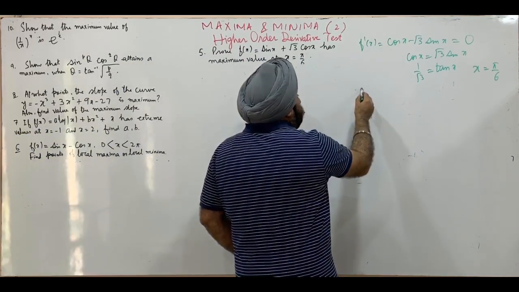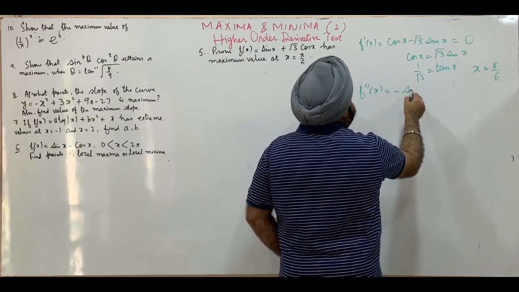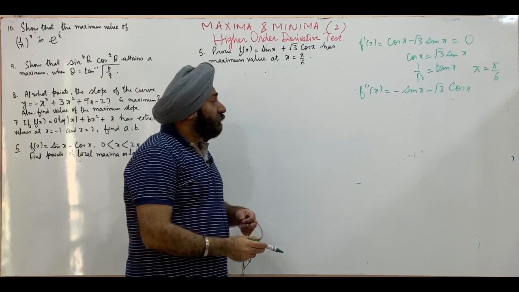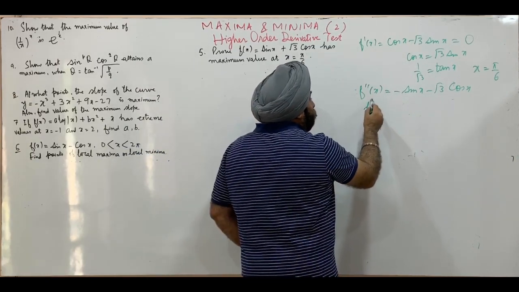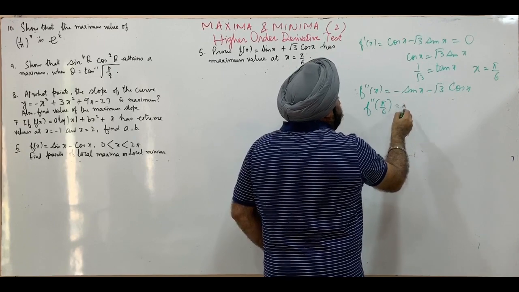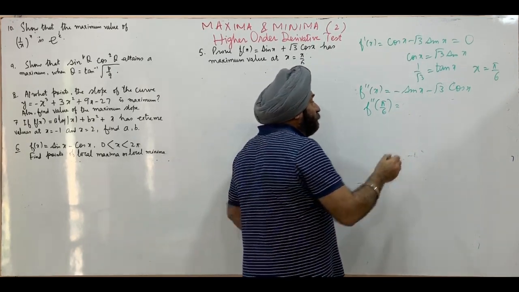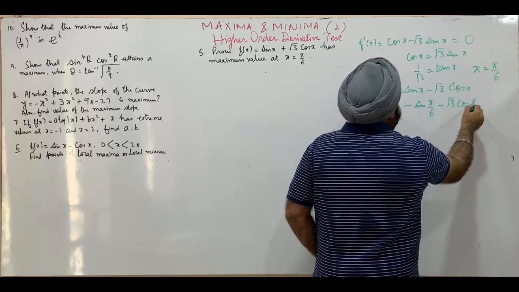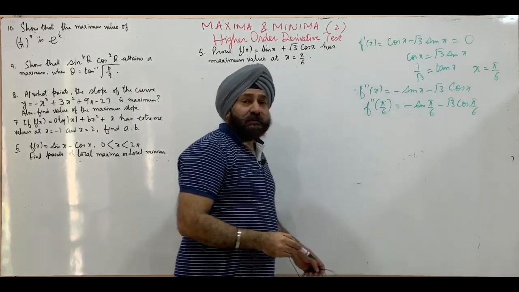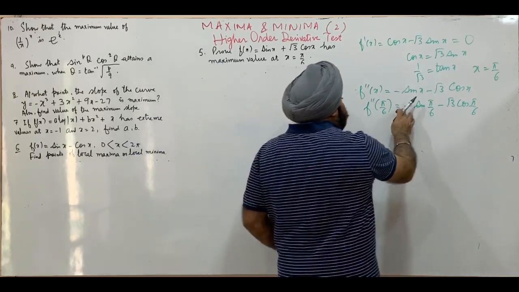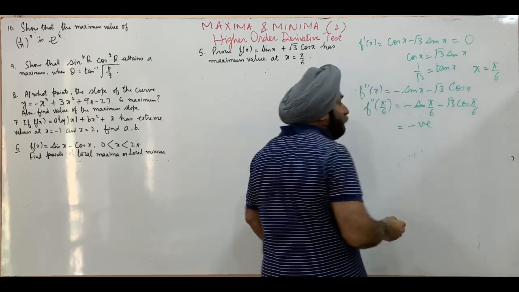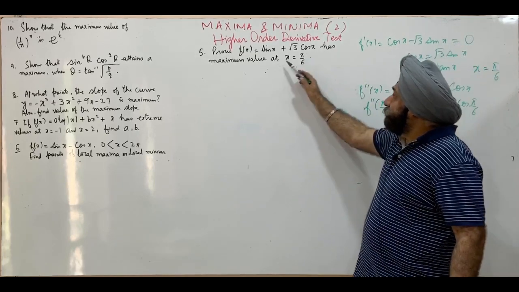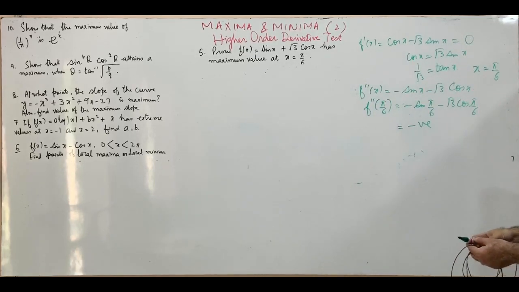Next we find the second order derivative. That's minus sin x minus root 3 into cos x. This is the second order derivative. Then we find the sign of the second order derivative at the obtained critical point, which is pi by 6: minus sine of pi by 6 and cos of pi by 6. Sine pi by 6 and cos pi by 6 are positive, into these negative signs, so this is negative. And a negative sign of the second order derivative means it's a point of maximum. So this function will have a maximum value at x is equal to pi by 6.